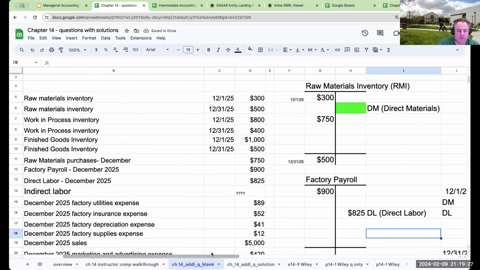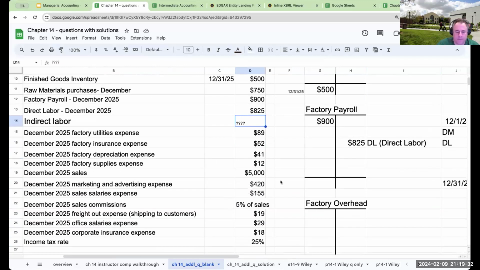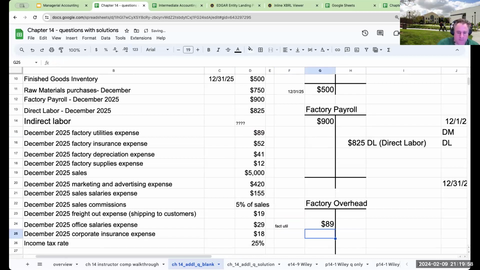Okay. So let's just keep on going through and looking at this. We don't know our indirect labor. We'll solve this momentarily. So coming over here to our factory overhead, we've got direct labor, direct materials, and everything else. If it has the word factory in it, we're going to put it into factory overhead because it relates to supporting that production process. So here we've got factory utilities, right? This has the word factory in it. We've got factory insurance right over here. This is at 52.